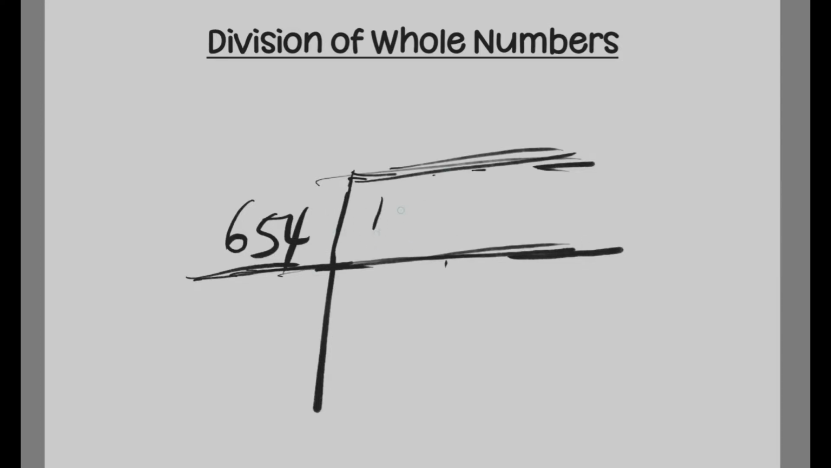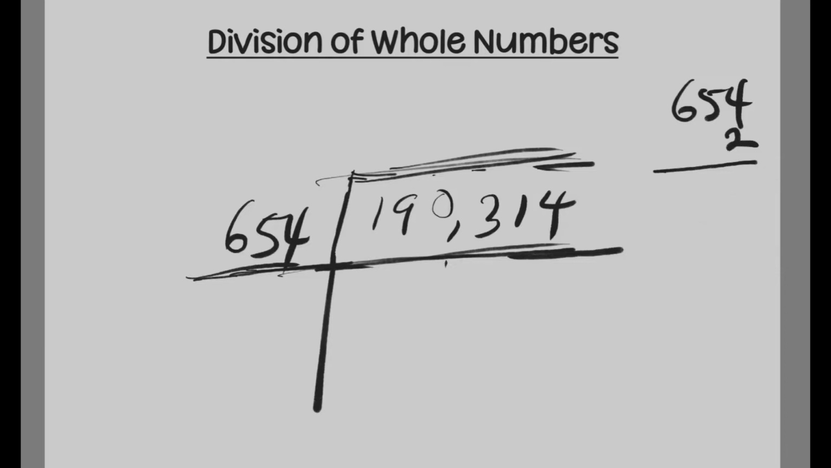I have 190314. So let's see what that number is. So 654 times 2. Let me start with 2 because I know 654 times 1 is going to be 654. So I don't want to use that. But let me see 654 times 2. So 2 times 4 is 8. 2 times 5 is 10. I'm going to write 0. I'm going to carry 1. 2 times 6 is 12 plus 1, 13. So I have 1308.